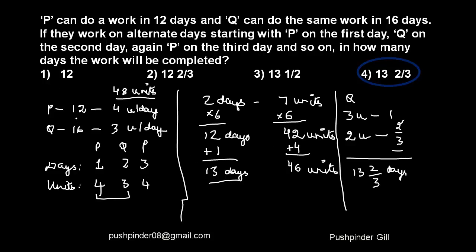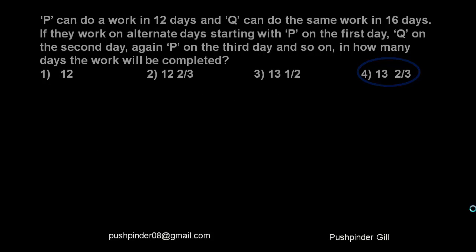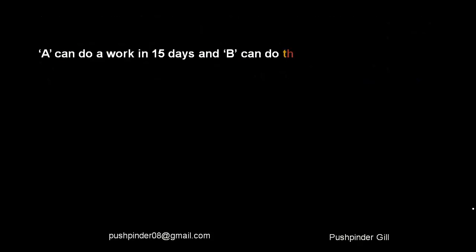Fine. Again, now we require 2 units. However, Q is going to finish 3 units that day. That means he'll be taking just 2/3 of the day to finish the job. So 13 days there, 2/3 day here, that means a total of 13 2/3 days, right? So I hope everyone understood. This was a good question, but if you had used unitary method, you would never get the answer. Fine. So let's see that.